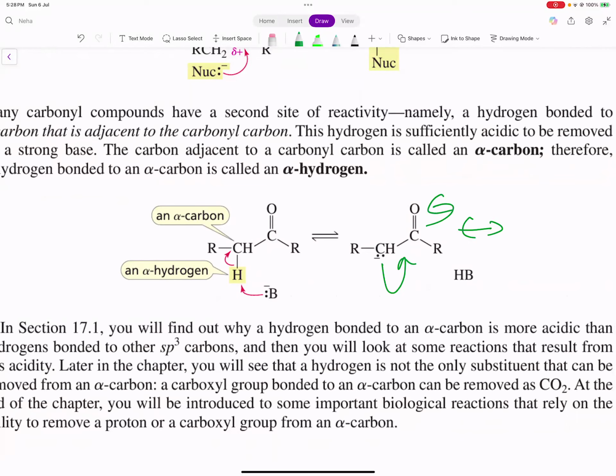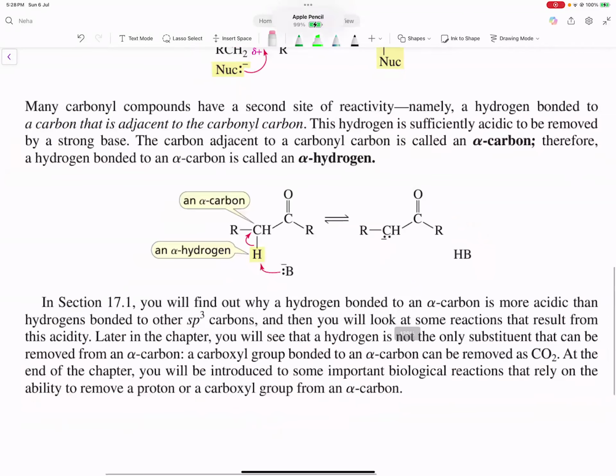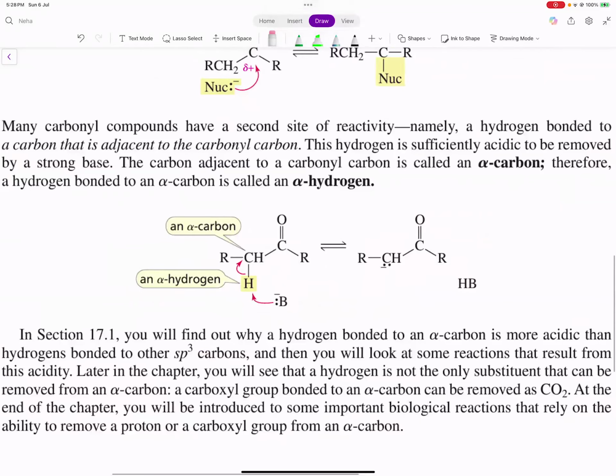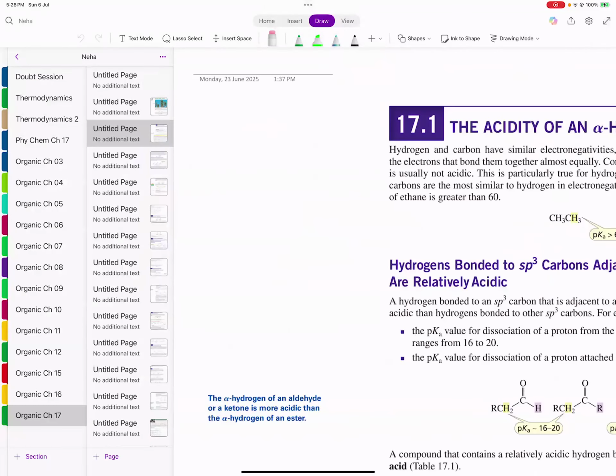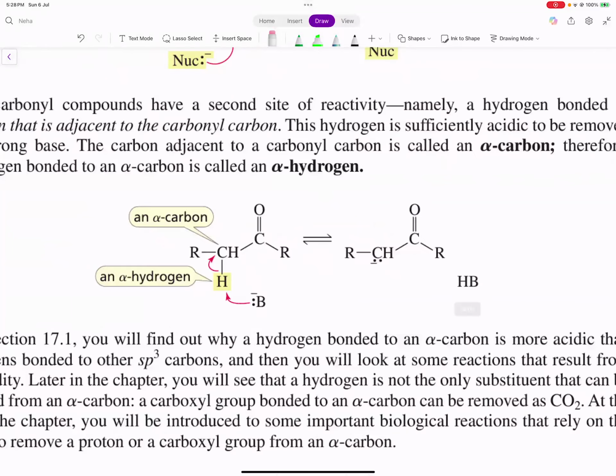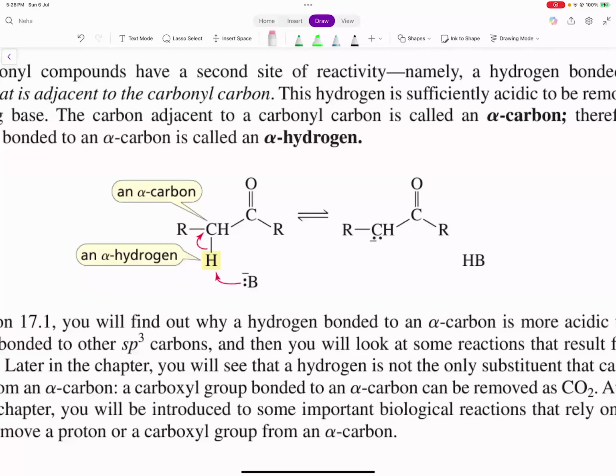Got it? This base picks the alpha hydrogen, a negative charge will come here, and then this can be stabilized by resonance. Yes, it has a negative charge there, because the proton has been picked up, right? Yes, sir. So after this proton has been picked, this has become a nucleophile, right?